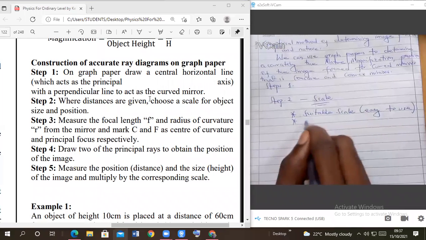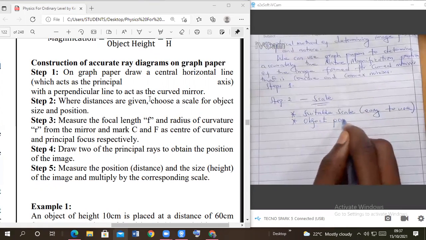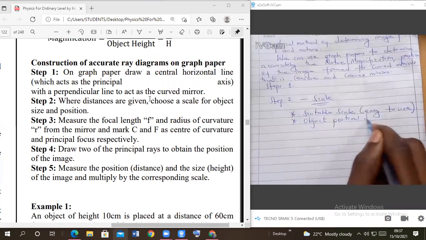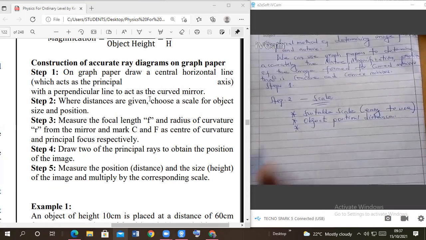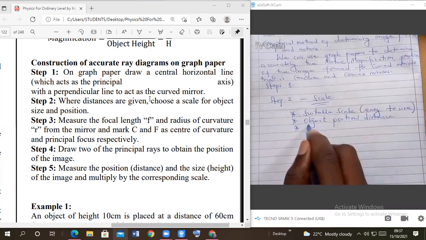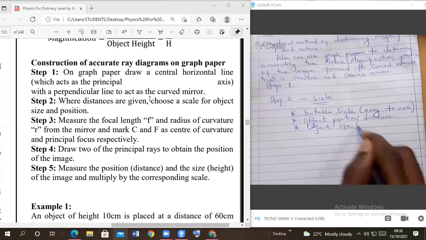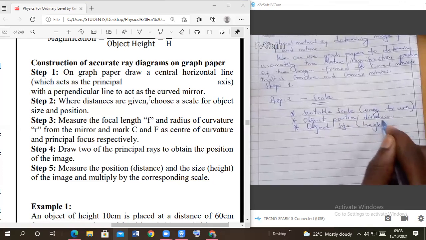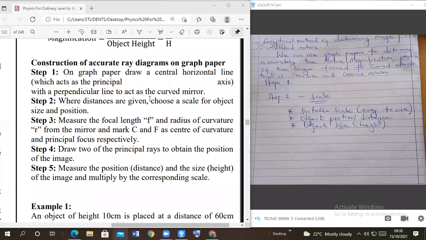In case they've given us the object position, which we sometimes refer to as distance, I believe you remember that. Then if they've also given you the object size, I'm talking about the height. Here you talk about the height of the object. Those are the things we need.